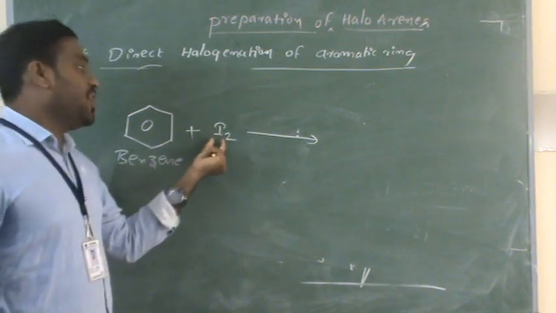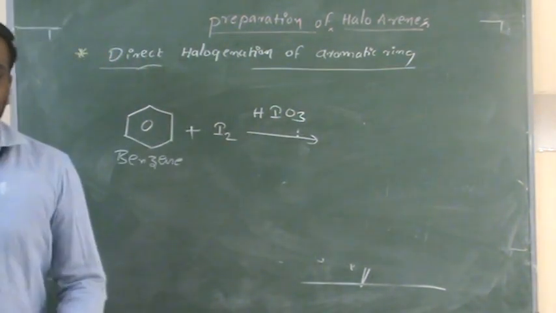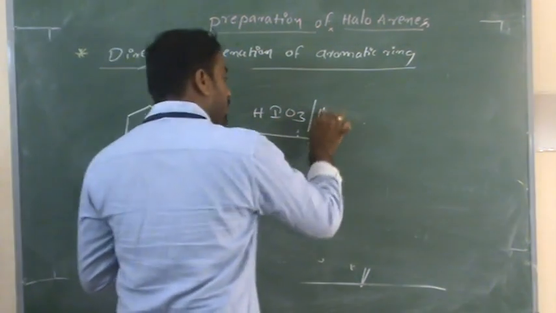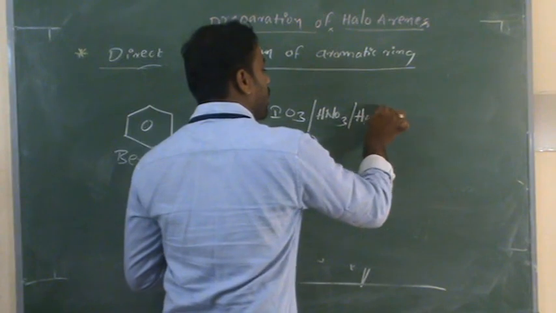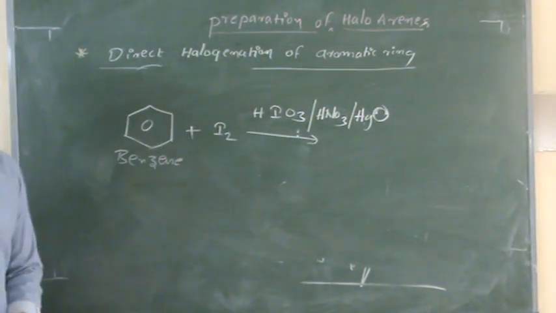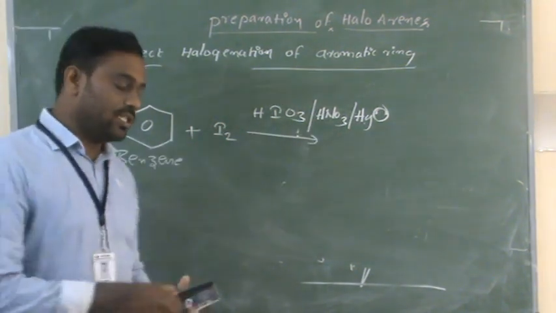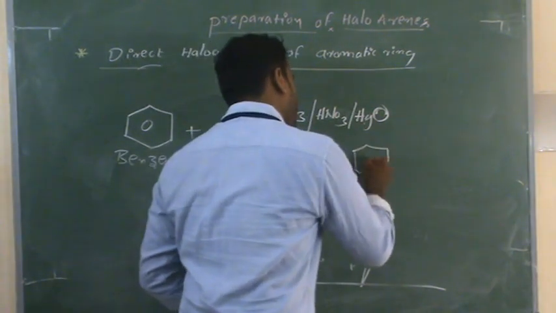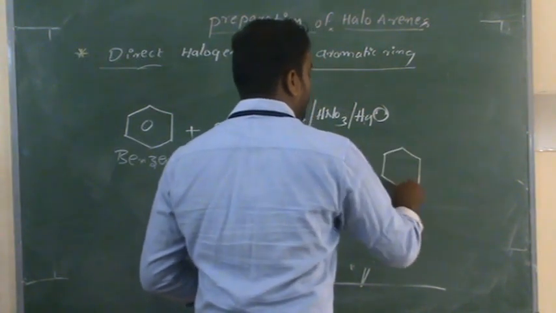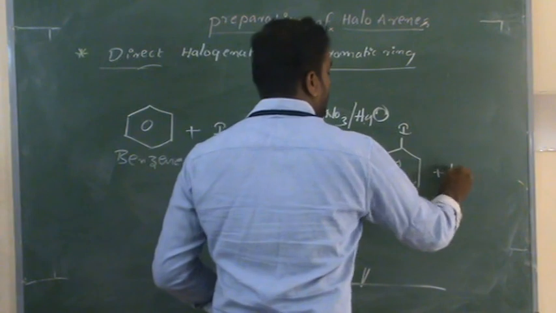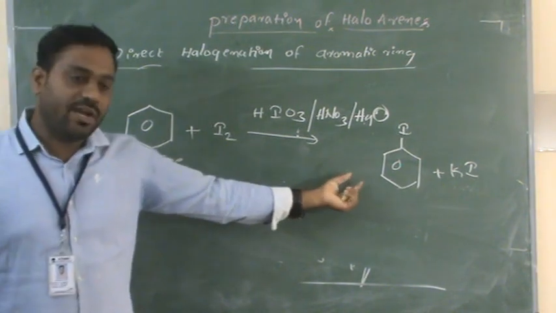So benzene can react with I2 in the presence of another very important reagent. Either you can use HIO3, or HNO3, or mercuric oxide, HgO. Here you have to maintain the catalyst as HIO3, HNO3 or HgO. Then we are getting one product that is iodobenzene, plus potassium iodide. This is a way of preparing iodobenzene.